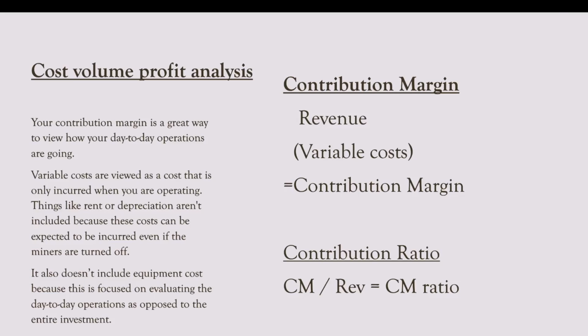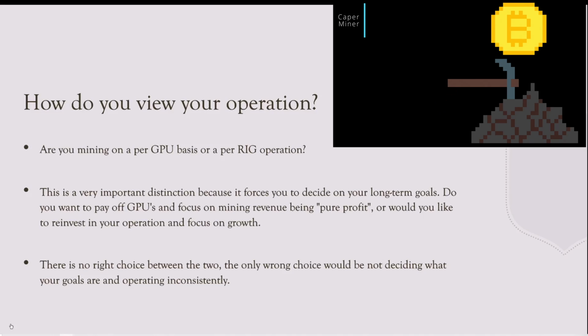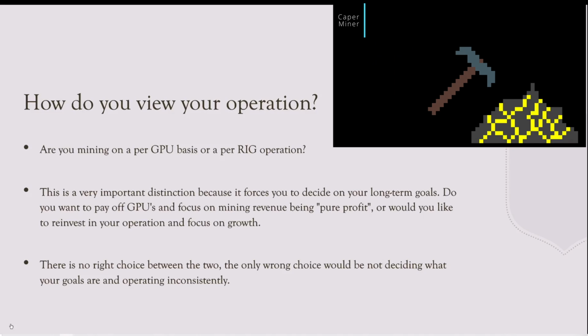Now, the first thing we have to talk about when you're talking about accounting for your mining operation is how do you view it? Are you more focused on expansion, or are you focused on profit? Are you focused on looking at it on a per GPU basis or on a per rig basis? And basically, there's no right way to do this. It's more about how you want to operate, and it's about setting a goal for yourself and making sure that you stick to it, because whether you choose either of these, it's not going to hurt you.